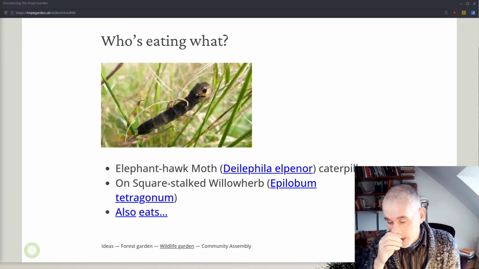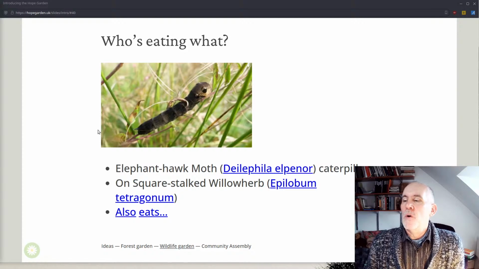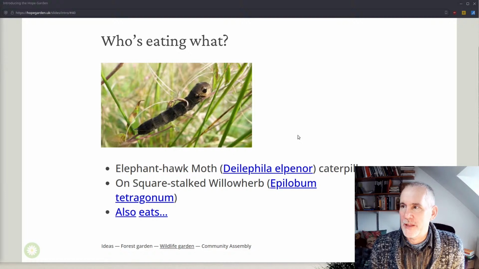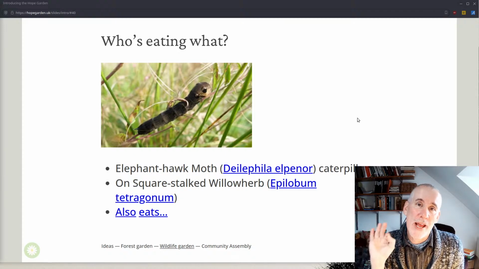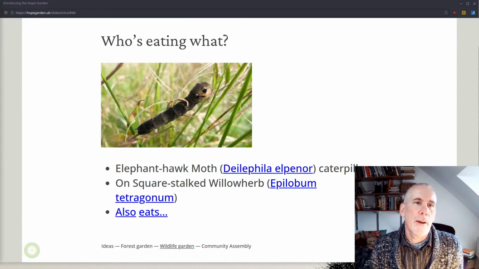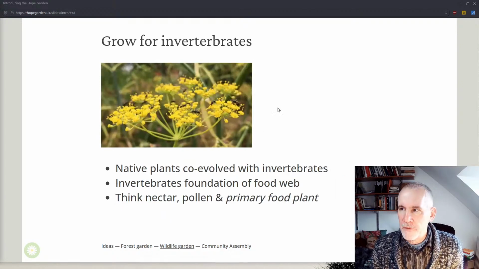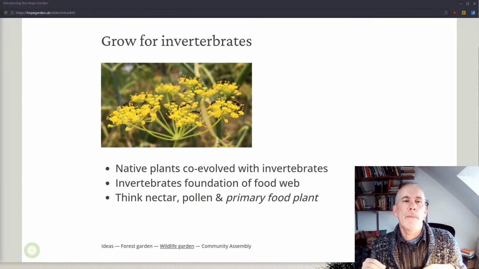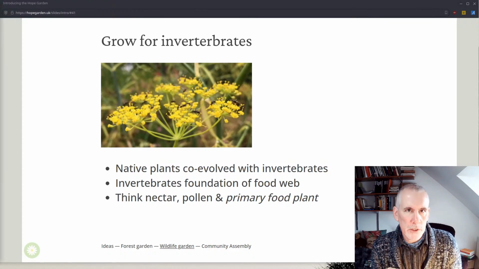And the question you need to ask yourself is, who is eating what? So the elephant hawk moth, this is the photograph, possibly the one which I got rid of, is eating, on the plant that it's on, a square stalked willow herb. So it also eats other things as well. And there are links in the slideshow, you can see it. Fundamentally, you're growing for these critters, for the invertebrates, for the larval stages of invertebrates, and also as a pollen and nectar source for them as well.